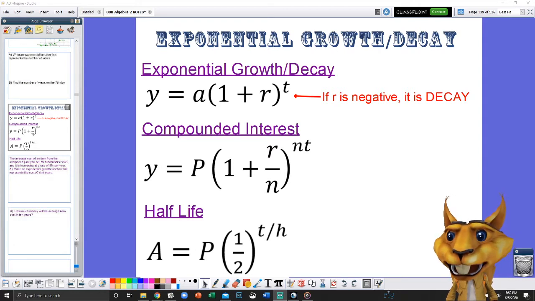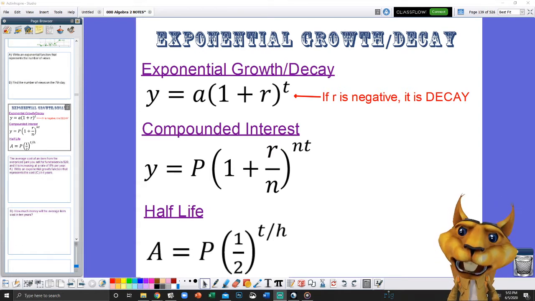Compounded interest, this P means the original amount of money that you started with. Notice we still have that 1 right here, just like we did with the one above, and the R is still being added. The only difference is now that we have this N right here and here, because we have to divide out how often it's compounded and then put that up into the exponent.